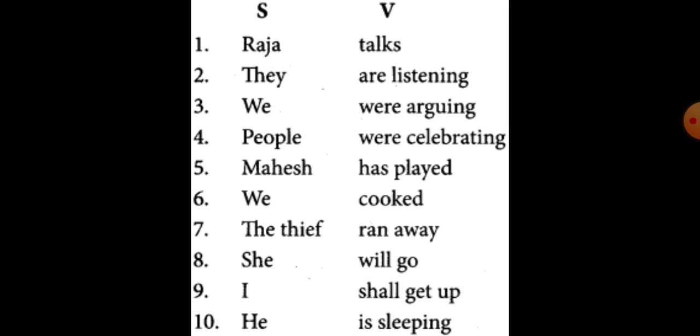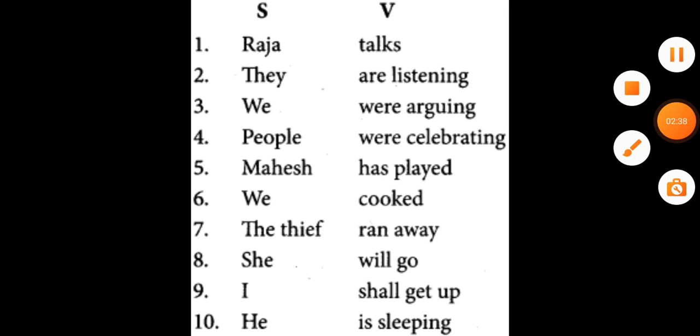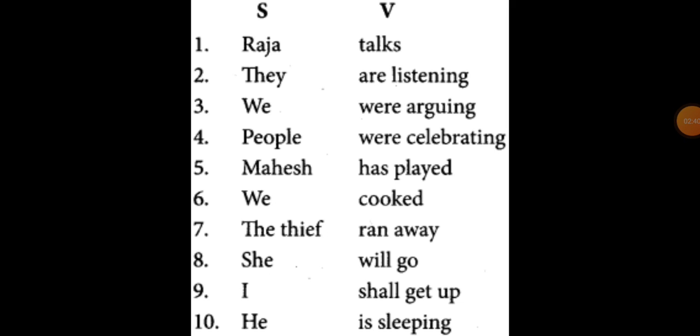They are listening. Are is the helping verb and listening is the main verb. So they is the subject. They are listening. 3 words are there, but still only subject and verb are there. The third one, we were arguing. Were is the helping verb and arguing is the main verb. Only subject and verb are there. People were celebrating. Same, only subject and verb. Helping verb and the main verb are coming.